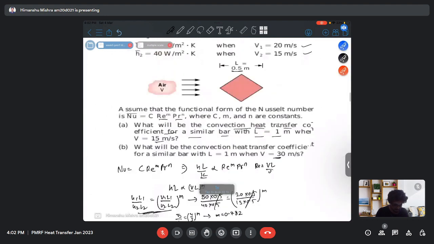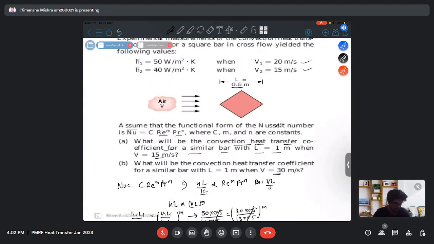So here in a question we have given two conditions. For two different velocities we have given two different heat transfer coefficients, and it says that if you change the length and velocity, then how the heat transfer coefficient will get changed. And we have given the Nusselt number in terms of Reynolds number and Prandtl number.